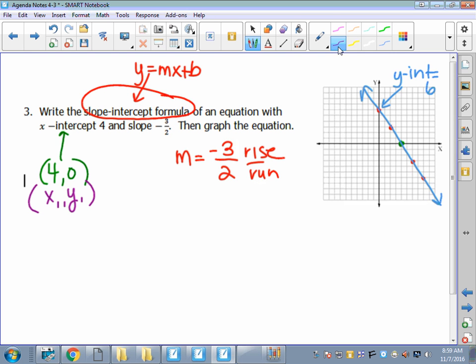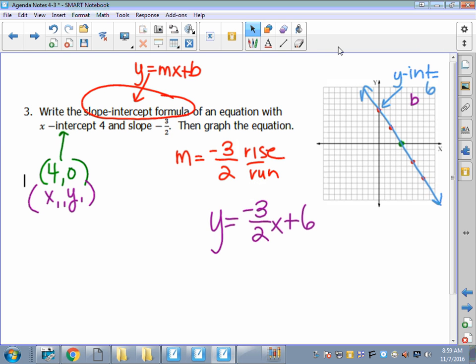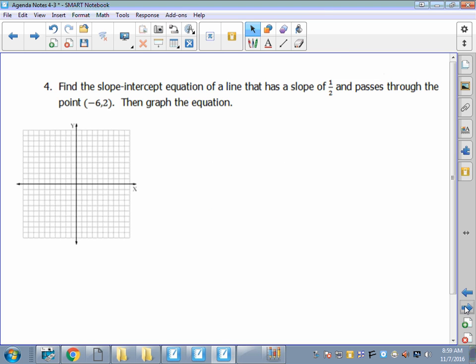Now I know my b, right? So I can easily write this equation. I know the m and I know the b. Y equals negative 3 halves x plus 6. I found the b from the graph. If for some reason I didn't know how to do that, I could still use my other equation, but let's stick with that for just a minute. I'm going to show you some other ways to do this later, but in section 4 too. But this seems like a good way to do it. Let's use our graph to find our y-intercept.